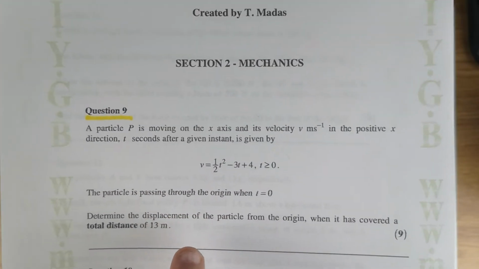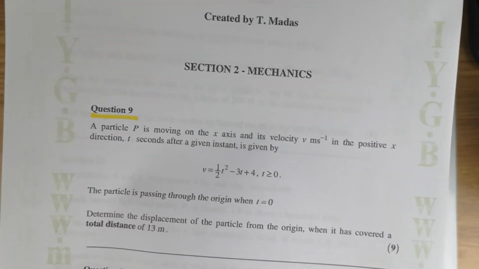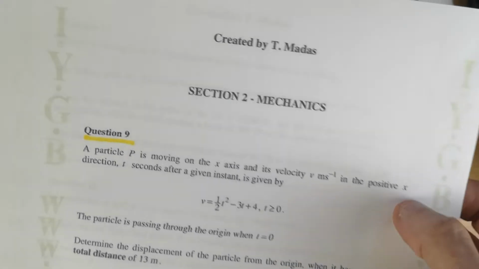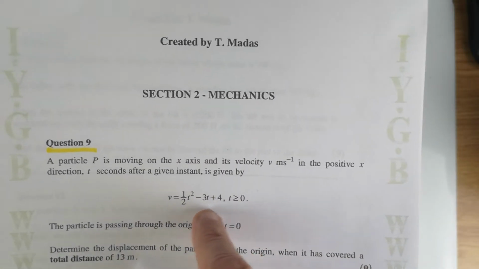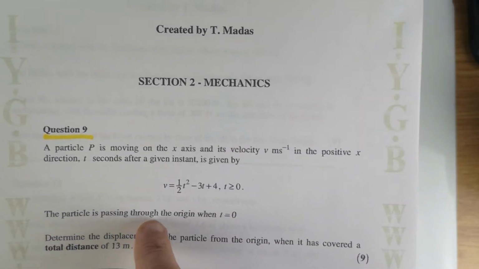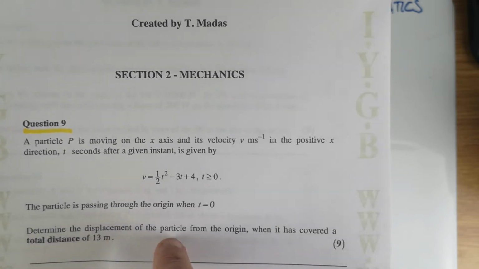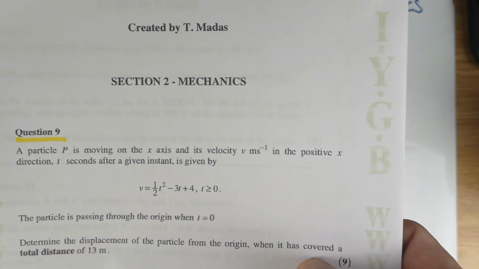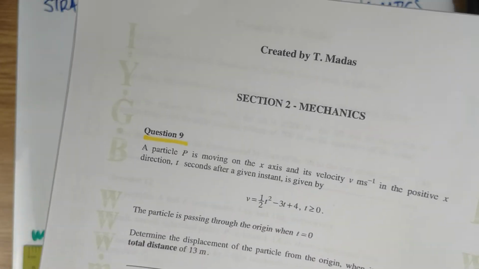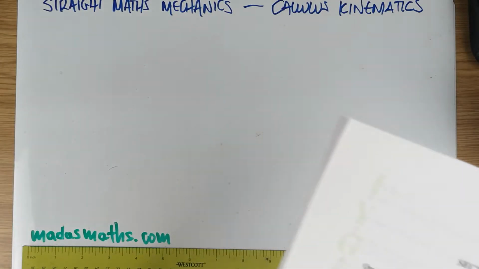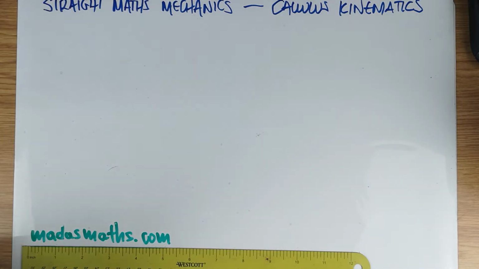I'll read it and then I will record the information down. Particle P is moving on the x-axis, its velocity v meters per second in the positive x direction, t seconds after a given instant, is given by this quadratic. The particle is passing through the origin when t is equal to 0. Determine the displacement of the particle from the origin when it has covered a total distance, in bold, of 13 meters. Okay, I think I'm going to move the paper away and I'm going to record on the side.